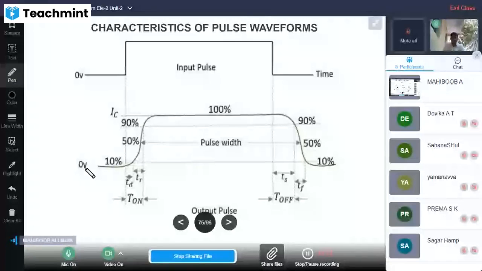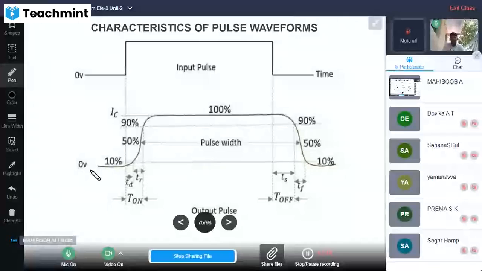Suppose it starts from 0, but here it is sudden. This is the ideal case. In practical cases, it is not sudden. It is somewhat exponential, remains constant, then decreases, falls to 0. From 0 up to 10%, up to 50%, up to 90%, then up to 100%. In this way, it is divided.